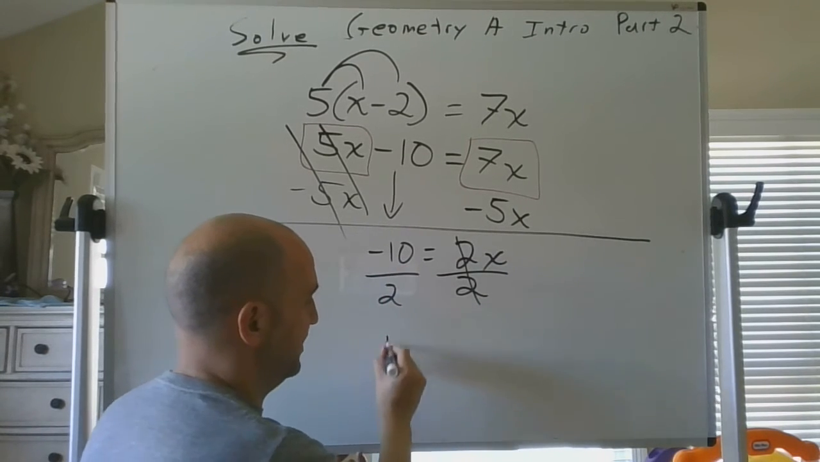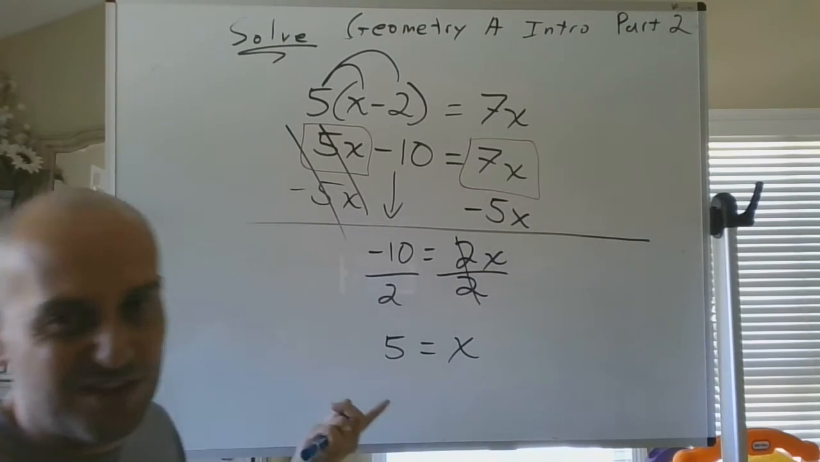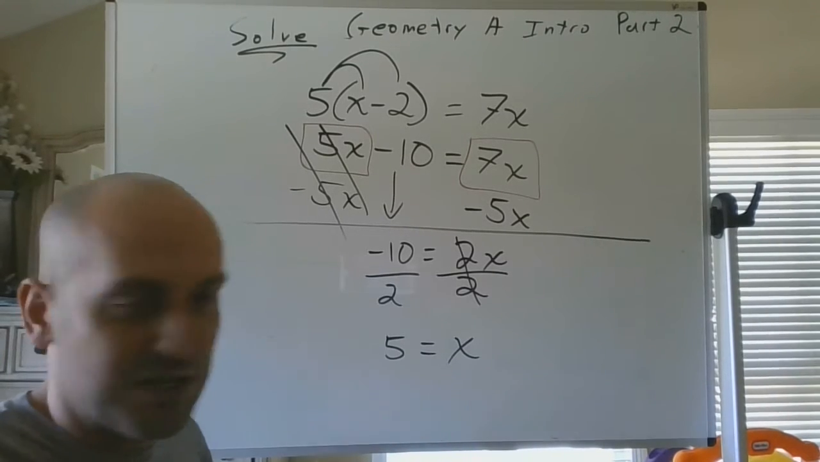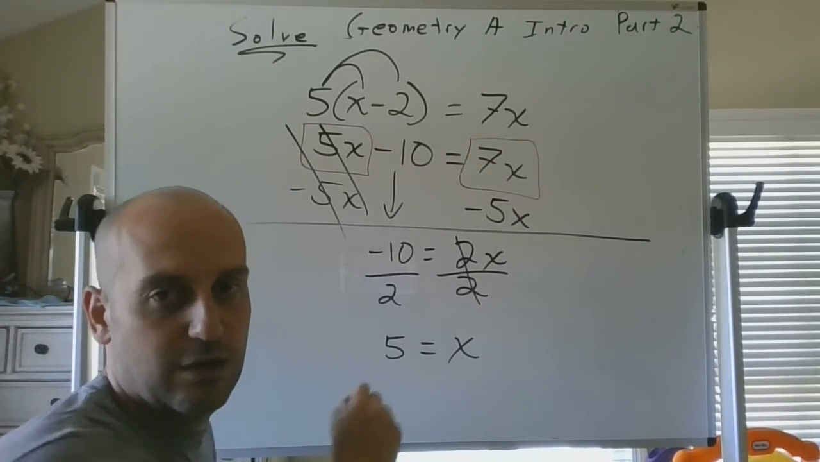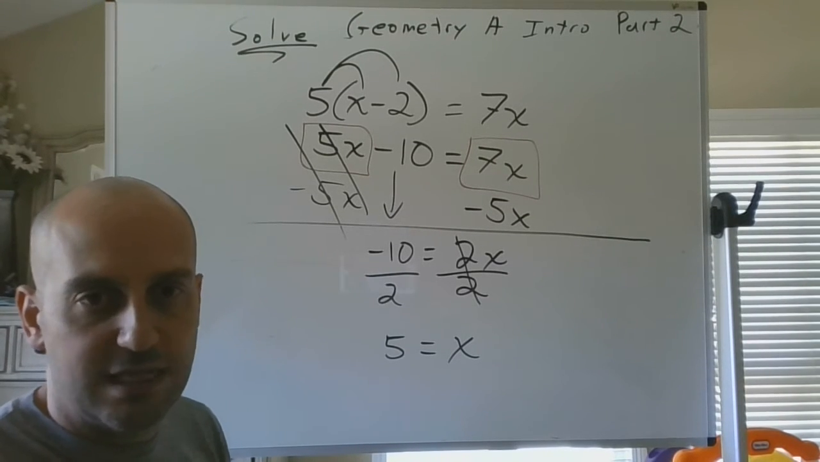Negative 10 divided by 2 is 5, equals x. So it feels a little weird to say 5 equals x. It's the same thing as x equals 5. If it makes you uncomfortable, you can just switch it around and say, oh, x equals 5. I'm done with my answer. It really doesn't matter, okay? So just don't let that confuse you.